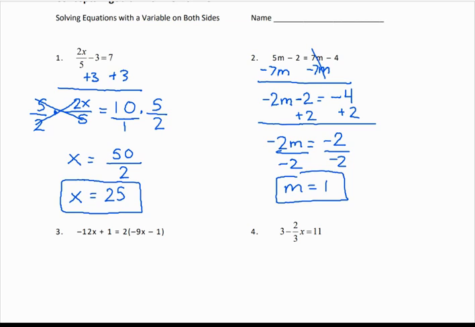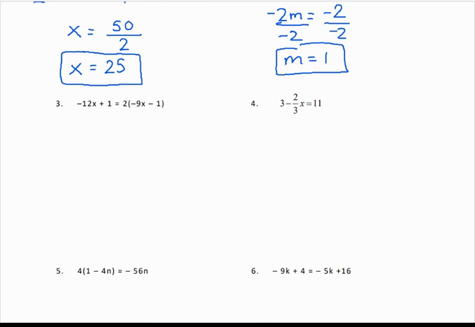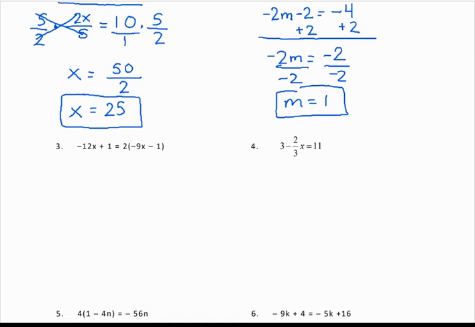Any questions with that one? So still pretty basic, but we have variables on both sides, so we have a little bit more rearranging from side to side. All right. Number 3, what's the first step going to be? Distribute the parentheses, exactly.